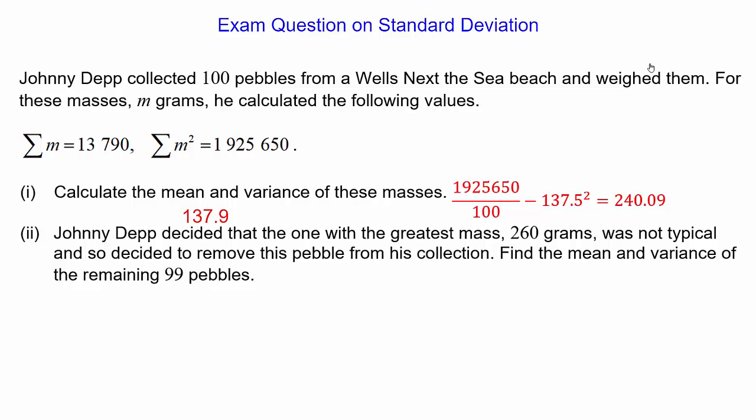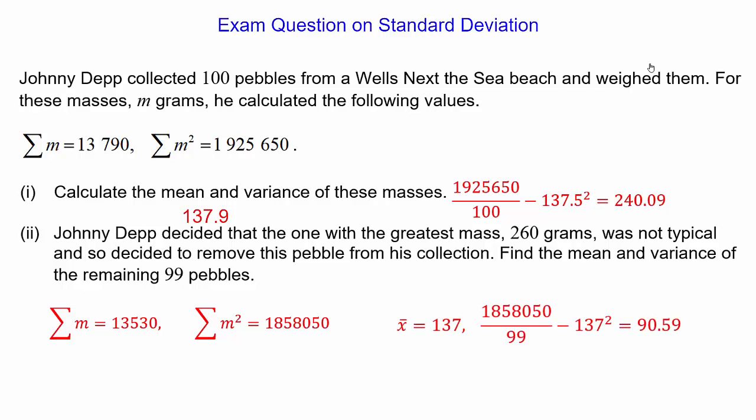Part 2, we removed one of the stones, which was the biggest one, so we've now got 99 pebbles. So we amend the data. I've taken away 260 from the sum of the masses. That gives me a new figure of 13,530. And I've taken away 260 squared from all of the masses squared. So I've got new figures there. I'm now going to do new calculations. So the new mean comes out pretty much as 137. It's that number divided by 99.